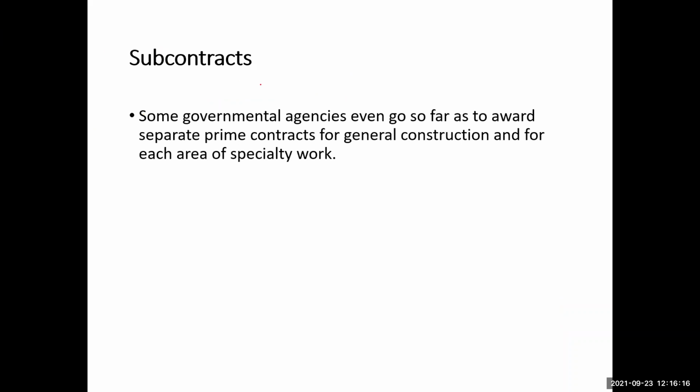Some government agencies go even so far as to award separate contracts for general construction and for each area of the specialty work. So another way to safeguard this type of situation is that they can provide separate contracts. That means for the civil works, you can provide the contracts to civil engineering specialty general contractors. For plumbing works, you can award a contract to the plumbing subcontractors, and so on.